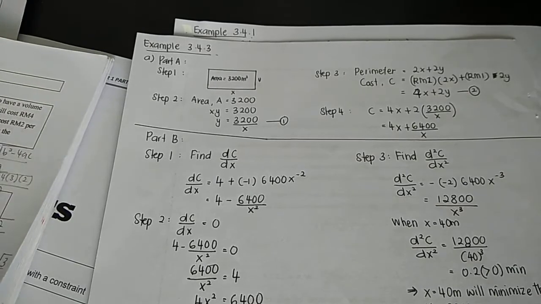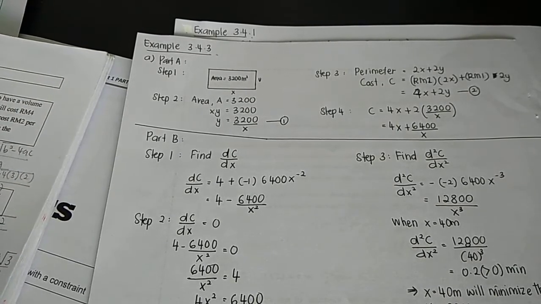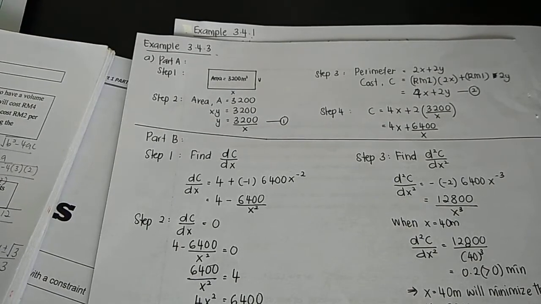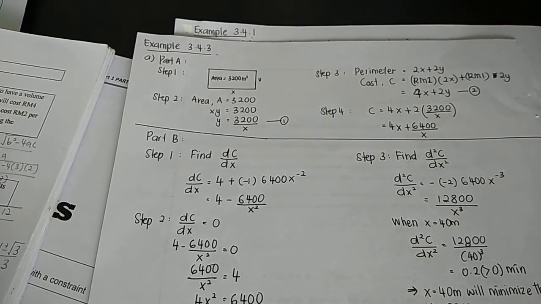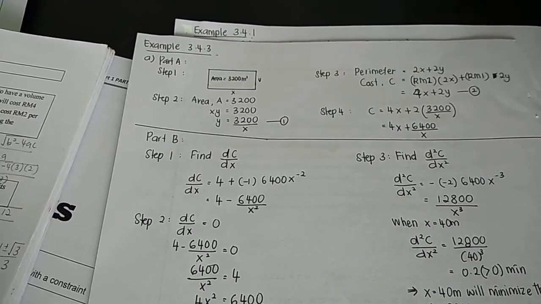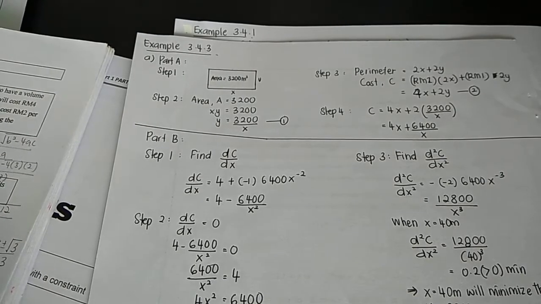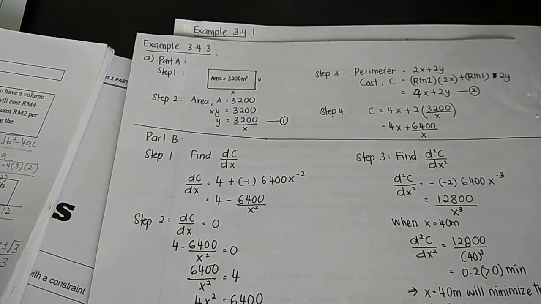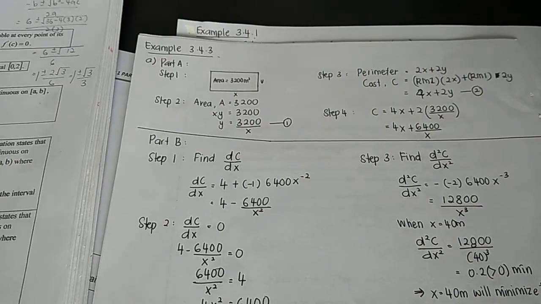Okay, so kita nak tengok soalan dia. So example 3.4.3. A rectangular area of 3,200 meter square is to be fenced off. Two opposite sides we will use fencing costing RM1 per meter, and the remaining sides will use fencing costing RM2 per meter. So find the dimensions of the rectangle of least cost. Least cost tu sama dengan minimum cost lah.